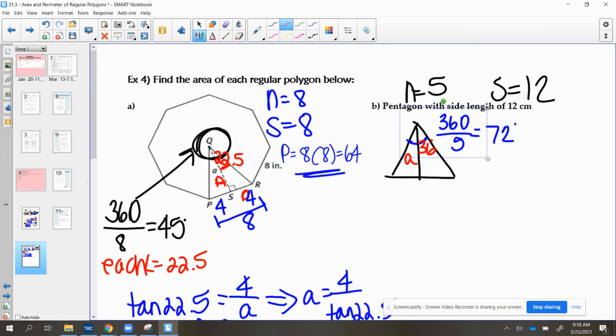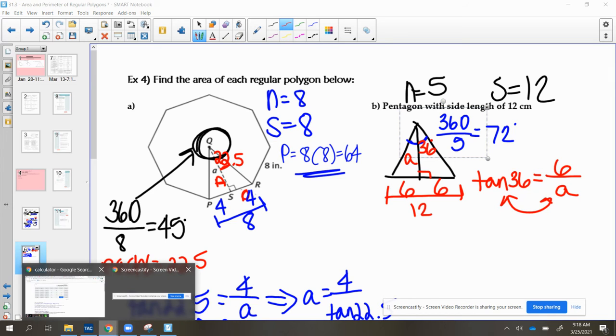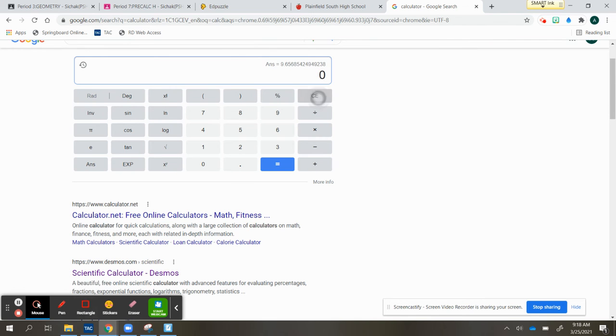And we're looking for the apothem, and the side length we know was 12, so each piece is 6. So again, tangent is your buddy. Tangent of 36 this time is equal to the opposite over the adjacent. Switch and divide again. So this time we should already be in degrees mode. 6 divided by the tangent of 36, it's going to give us 8.3 as the length of our apothem.